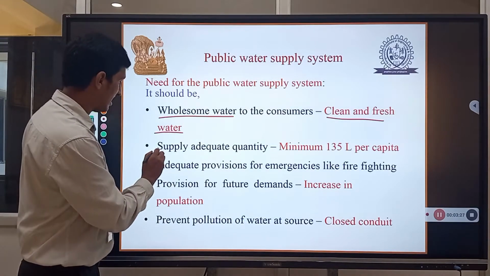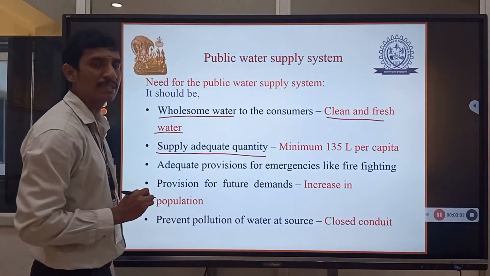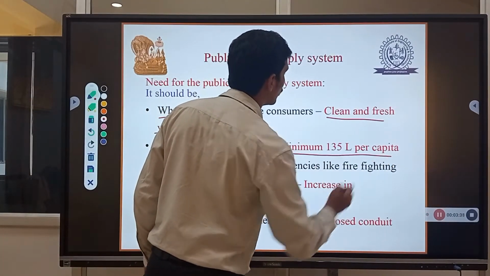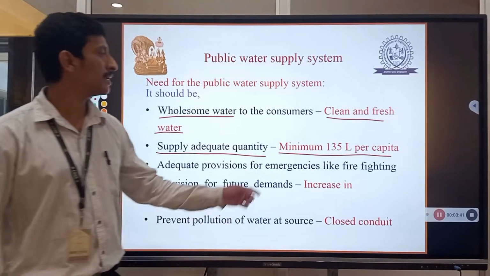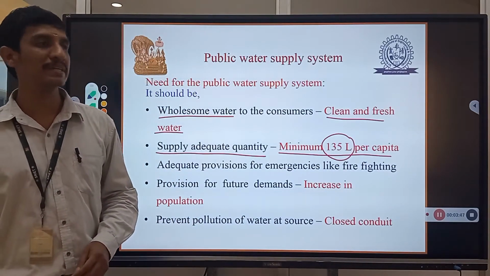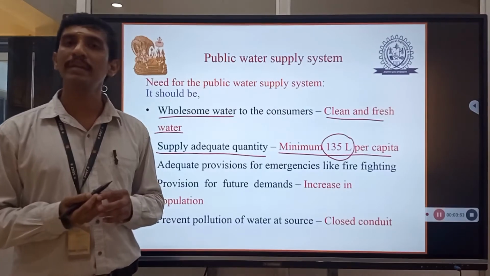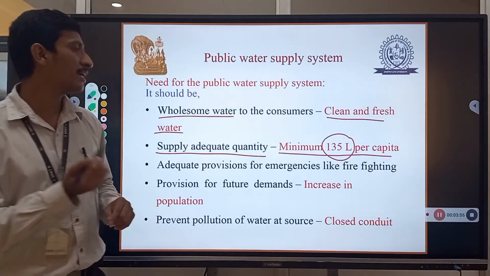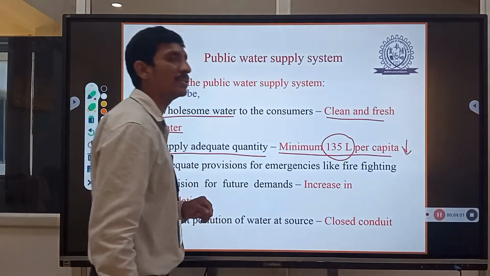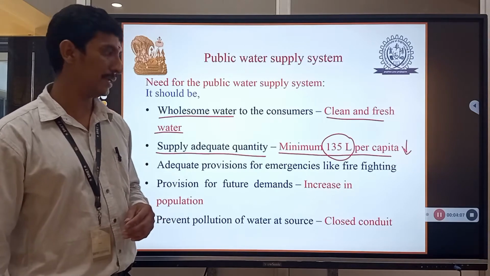And then the government should supply an adequate quantity of water to the people. The minimum quantity of water required in day-to-day life is 135 liters per capita. With this 135 liters, a single person can use water for drinking, cleaning, washing clothes and so on. If we have this amount of 135 liters, that fulfills our demand and needs.